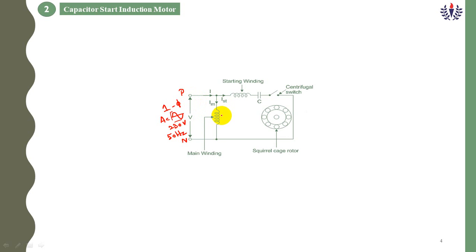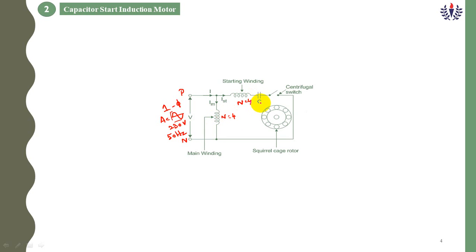I'm giving it, and there are two windings: one is the main winding, another one is the starting winding. Both the windings have the same dimension and number of turns also. Here the number of turns is 4, here also it is 4: 1, 2, 3, 4. So 4 turns are available. Both the windings are connected in parallel. This is my junction point.